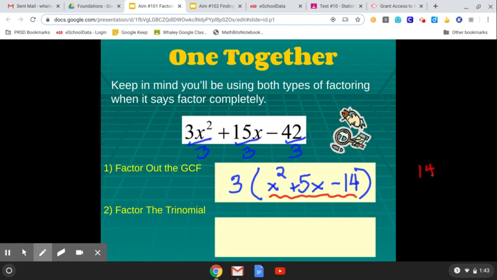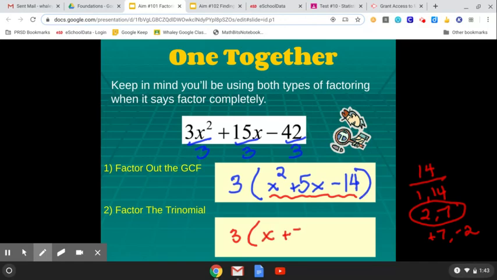Okay, you're looking for numbers that multiply to be 14, that can combine to be 5, and I think 2 and 7 will work as long as the 7 is positive and the 2 is negative. So there's going to be my factors, x plus 7 and x minus 2. I had some people comment before and they asked, can you put the x minus 2 first and the x plus 7 second? Yeah, that doesn't matter. As long as the signs are positive 7 and negative 2, it doesn't matter the order in which you put them.